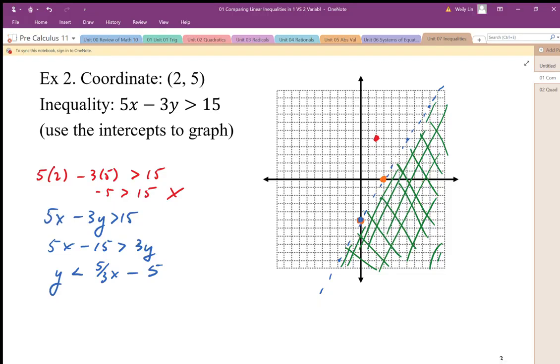So this is just a refresher back to grade 10. That's a strategy we had in grade 10 to draw linear equations using intercepts when we have this general form equation.